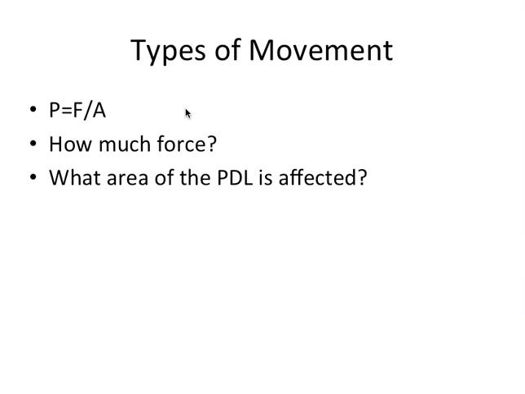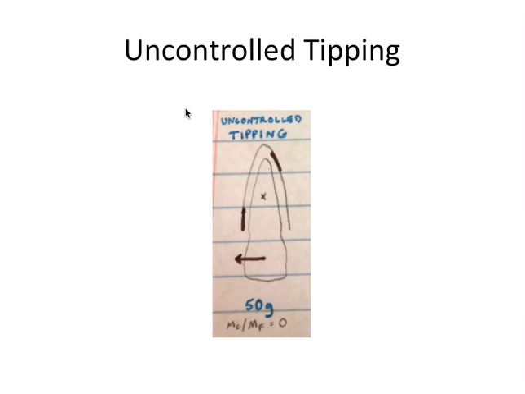So what area of the PDL is affected? That depends on the type of movement you want to accomplish. Uncontrolled tipping is, I guess, the easiest type of movement to get. You put a bracket on the tooth here, you're pulling one direction, and the crown moves in the direction of the force, and the root moves the other way.